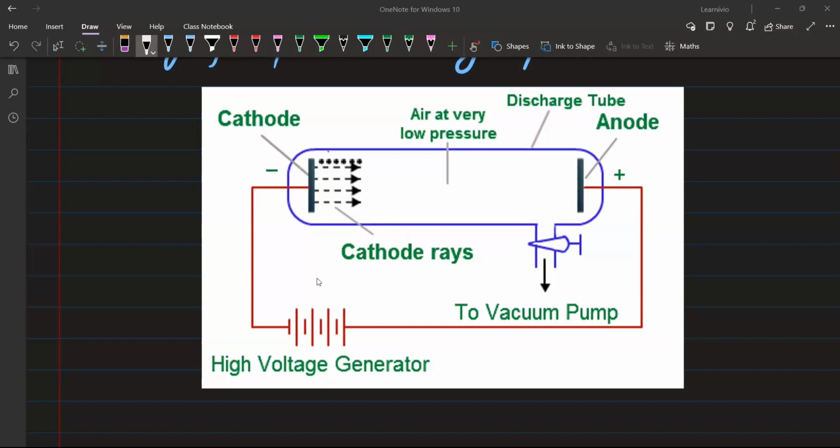This is known as the discharge tube. This whole thing is known as what? Discharge tube. Achha. Now, when we attach this with a high voltage generator and when we switch this on, then what was seen is that there is a flow of electron. The flow of electron कैसे देखा? The flow of electron was seen like this.